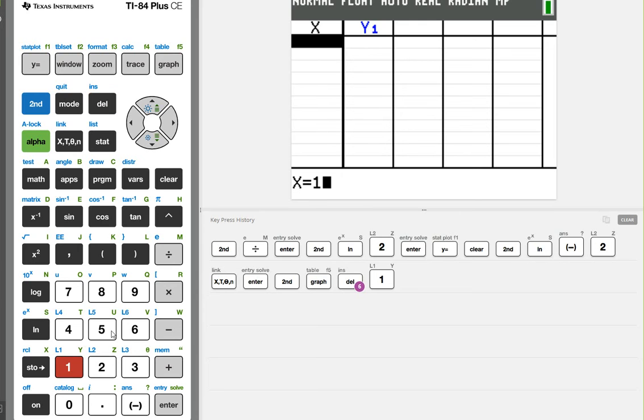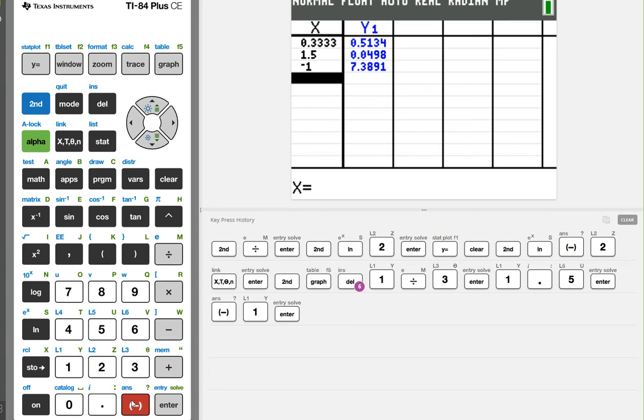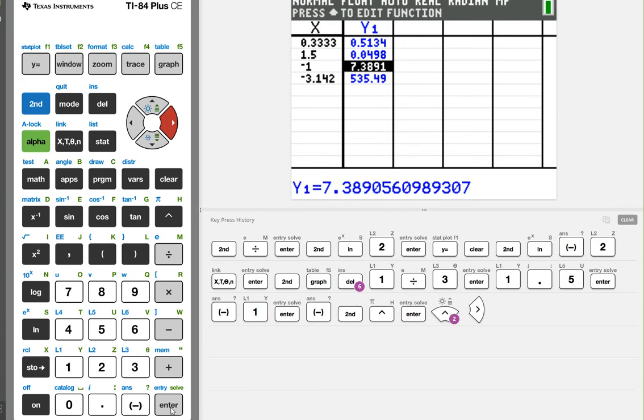I want to type in numbers like 1 divided by 3, 1.5, negative 1, and negative pi. Negative pi should be pretty big. There you go. Now, presumably, WebAssign or something else is going to be asking you to round to certain digits. So let's round to the nearest thousandth place. So the first one would be 0.513. Second would be 0.04.